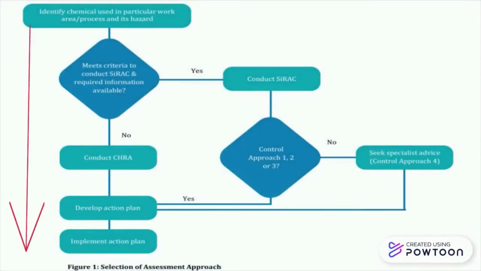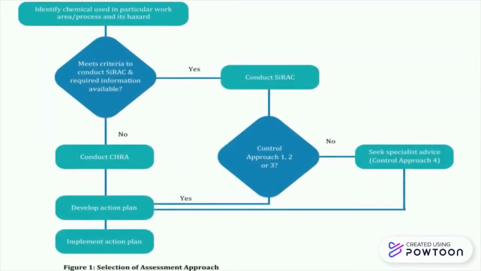Firstly, we identify chemical use in a particular work area or process and its hazard. The second one, we check whether we meet criteria to conduct SYARAH and whether the required information is available. If no, we conduct CHRA and then we develop an action plan, and lastly, we implement the action plan.